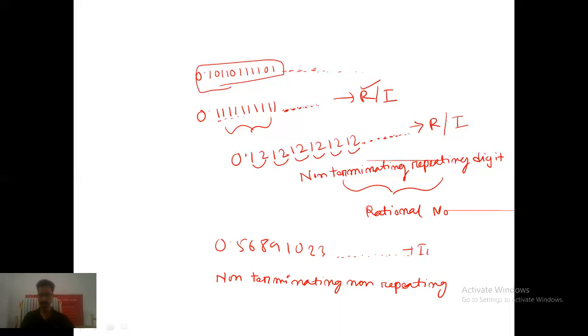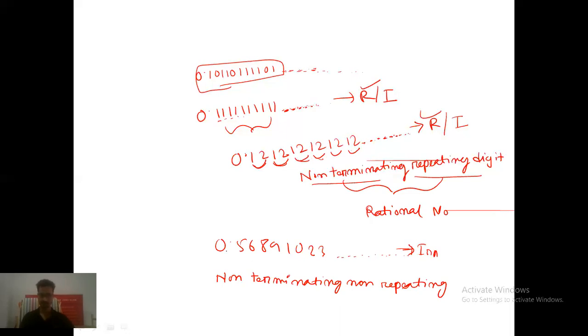Okay. So what we can conclude is that when a number is a non-terminating repeating digit, now see 1, 2, 1, it is repeating. The same pair is repeating: 1, 2, 1, 2, 1, 2. Though it is non-terminating, it is the same pair. That's why it is a rational number.